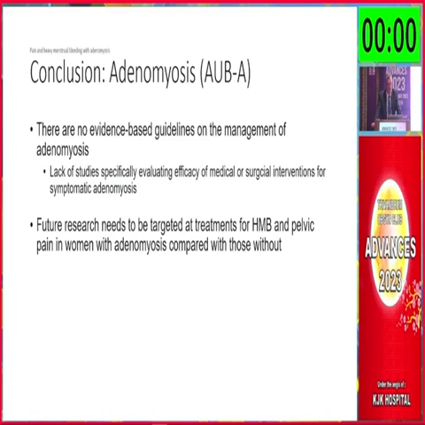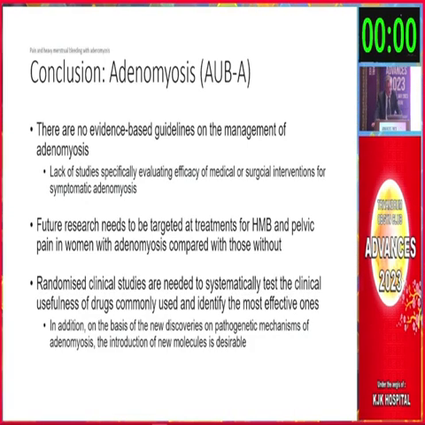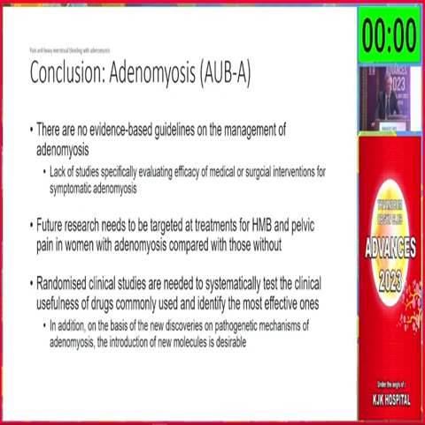We need future research targeted at treatments, and if we are going to do studies of treatments for HMB and pelvic pain, now that we can scan and diagnose adenomyosis so well, we should always use that as a stratification variable and always be able to do a subgroup analysis looking at groups of women with adenomyosis to see if there's any difference in outcomes. And of course we need to understand a little more about the pathogenesis of adenomyosis so that we can develop new molecules to target the condition.